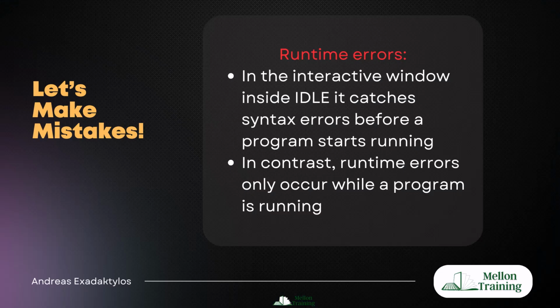The other type of error that you'll experience in programming is called a runtime error. IDLE catches syntax errors before the program even starts running. But in contrast, runtime errors only occur while a program is running. When an error occurs, Python stops executing the program, and then it's going to display several lines of text that is known as a traceback. And it's going to show a bunch of useful information about the error. What's very interesting about it, it's best to read them from the bottom up.